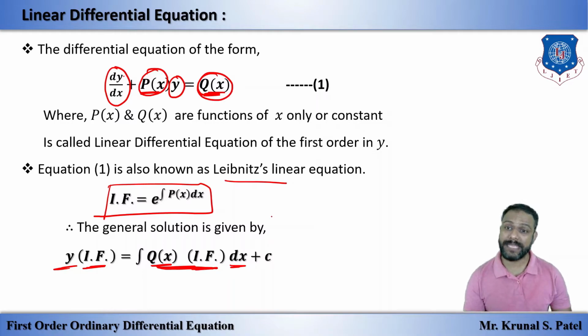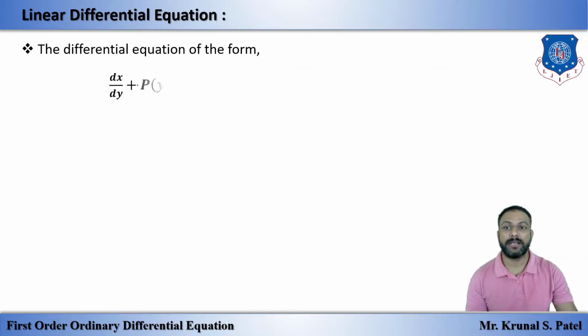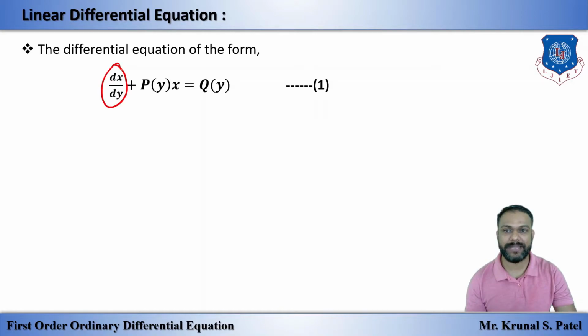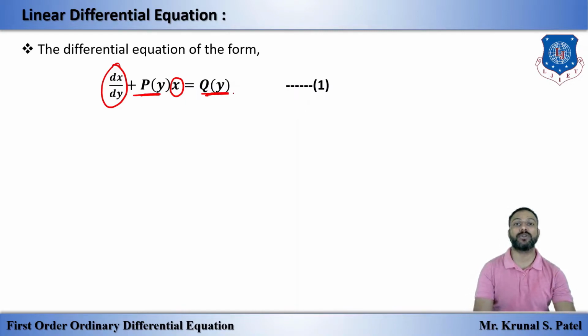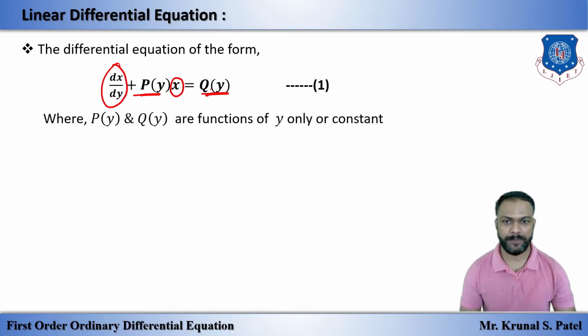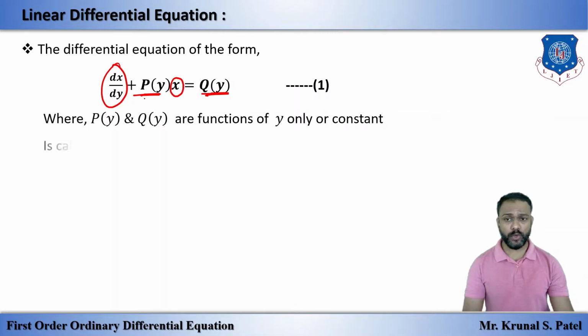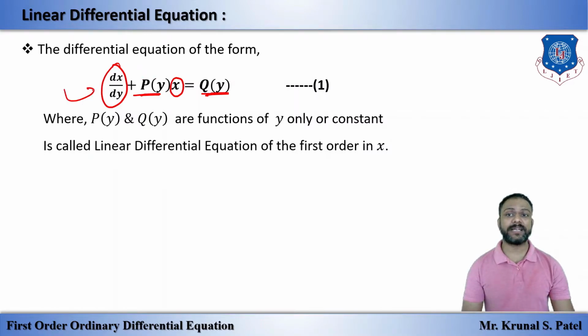Similarly, we have another form of linear differential equation, in which we just interchange x and y. That means the differential equation of the form dx by dy, where x is the only variable with power 1. Other than that, we have p of y and q of y, which are functions of y only, or might be constants. So this is also a linear differential equation in x of first order.